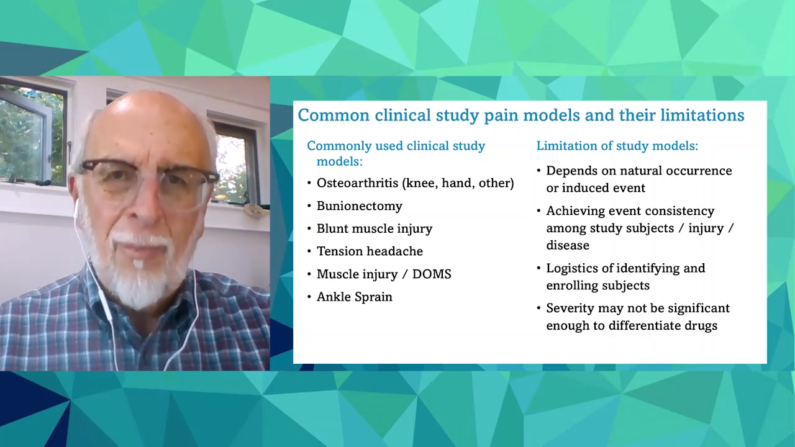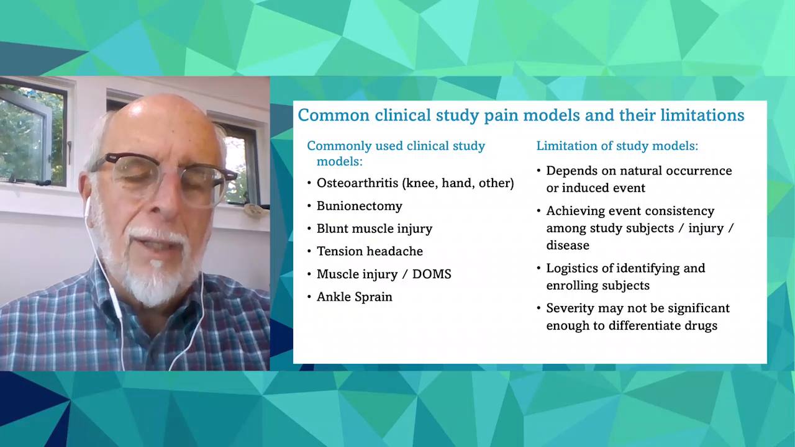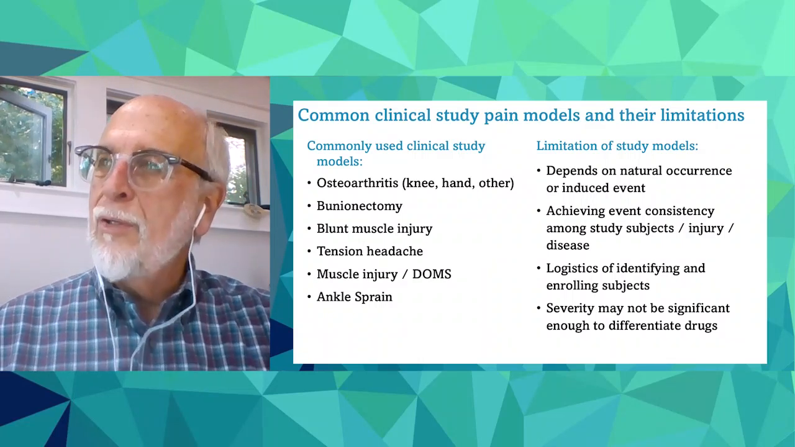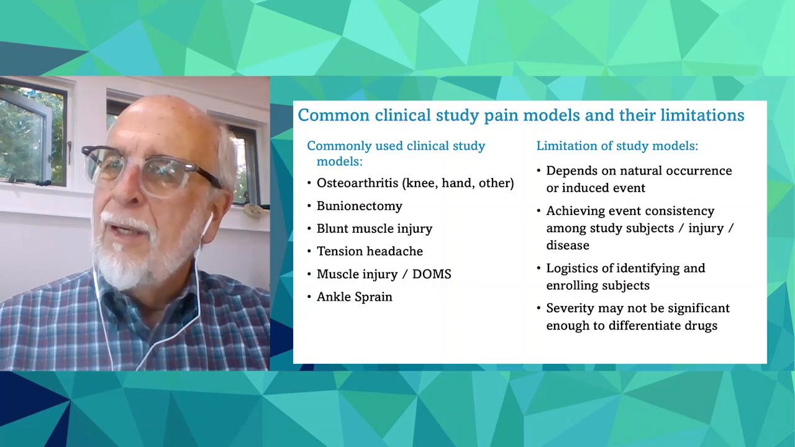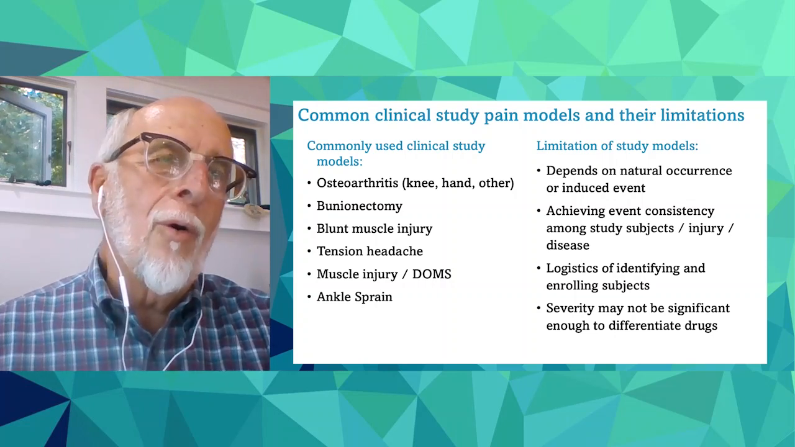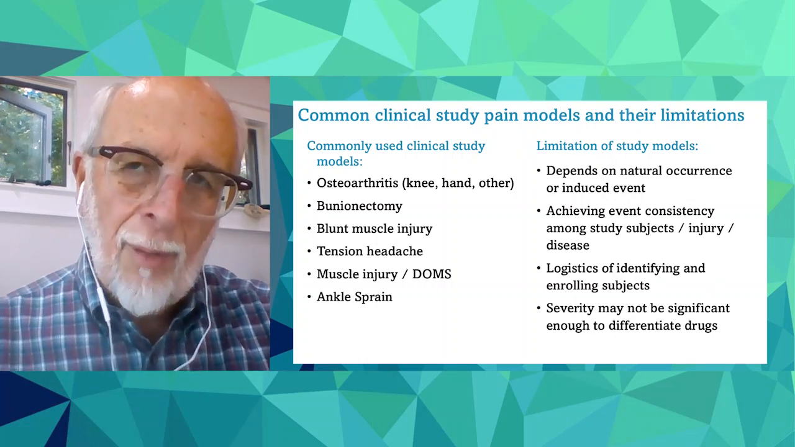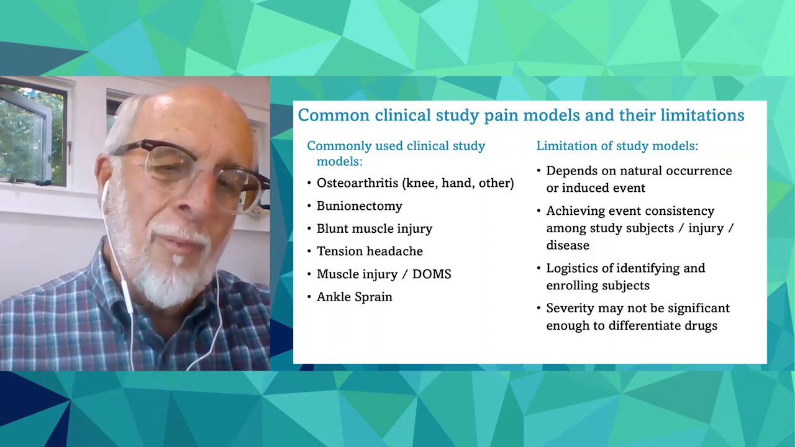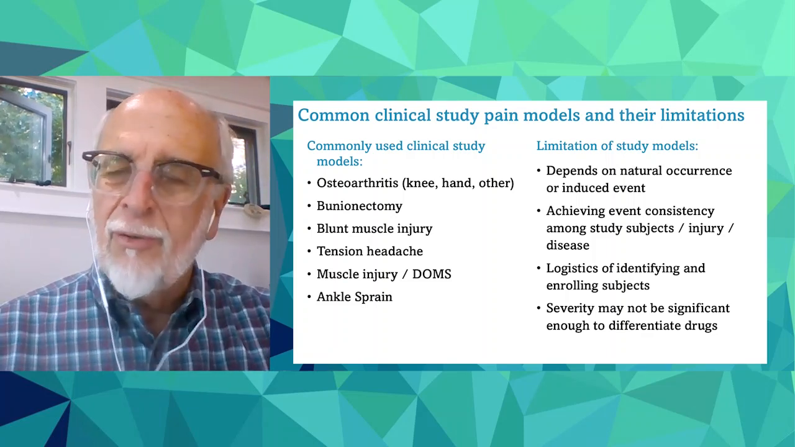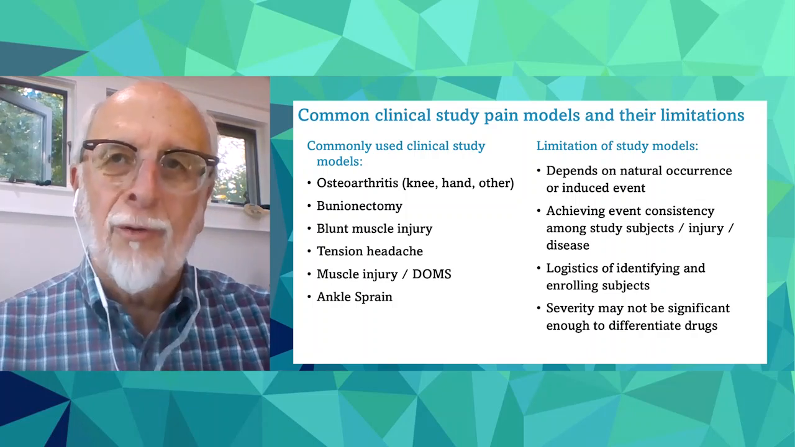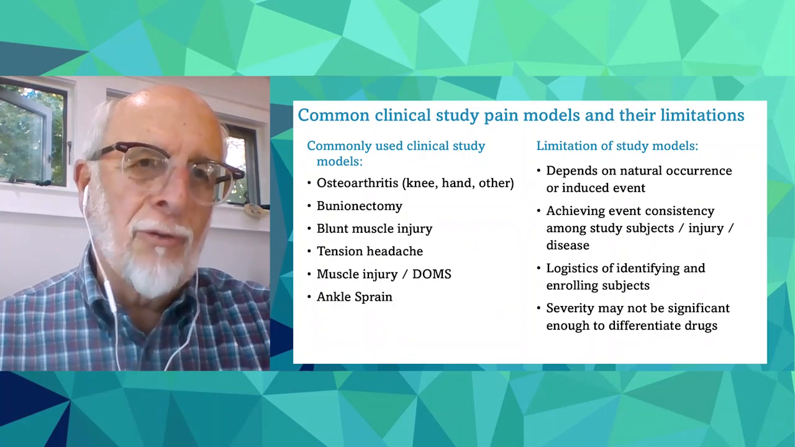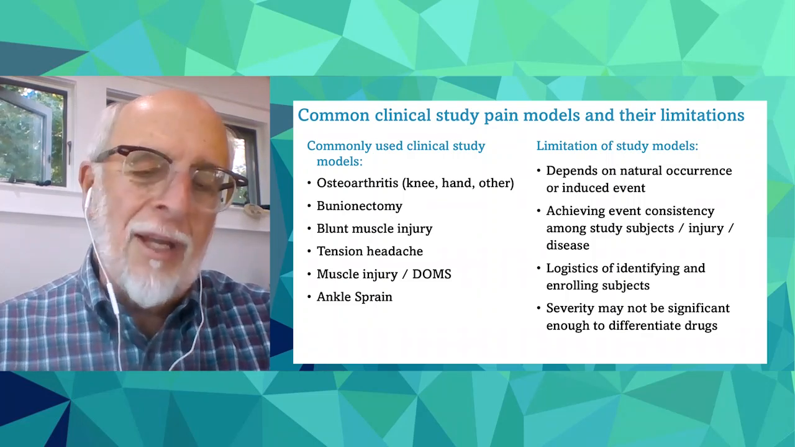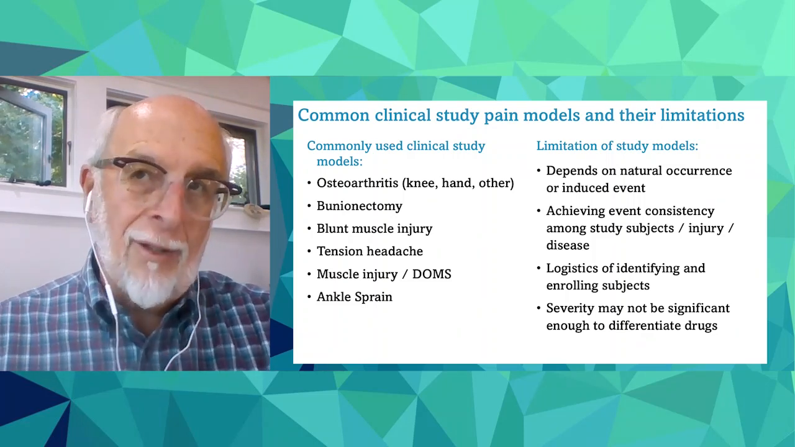And then there have been some other models that have been suggested that are really challenging to enroll. And one of those is muscle injury. So you'd like to think that athletes, for example, coming off a football team would have a lot of muscle injuries, blunt injury to the muscles. It's fine, but it's very difficult to recruit that type of patients. Most coaches don't want a doctor or a nurse sitting on the sidelines trying to enroll patients in the study. The same with ankle sprain.